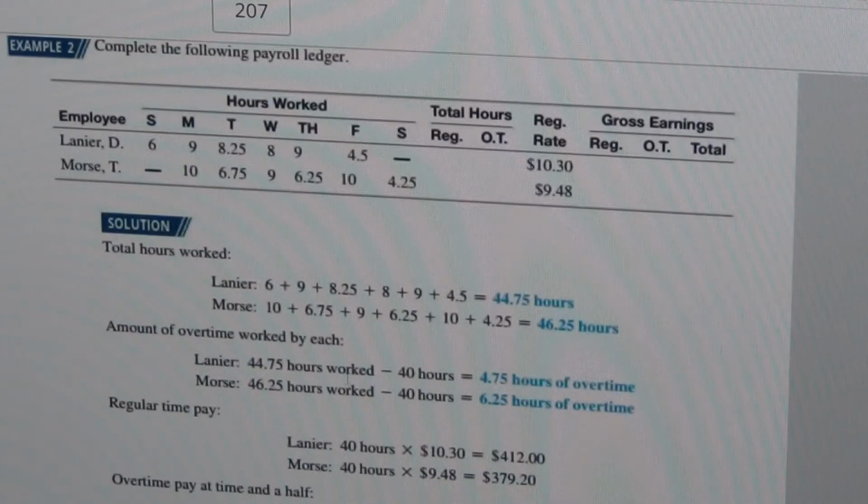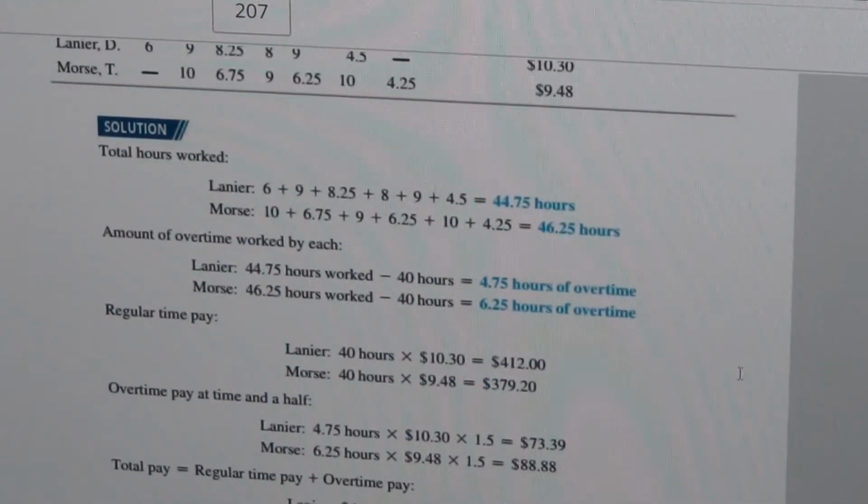So what do we have to do? Well, we know that of the 44.75 hours, the 40 hours are going to be okay, so we're going to subtract that from the total and we're going to get 4.75 hours. In this case, Lanier has worked 4.75 hours overtime, while Morse, 46.25 hours minus the 40, has worked 6.25. So you're just going to take the total hours and subtract the 40 hours, and whatever's remaining is the overtime hours.